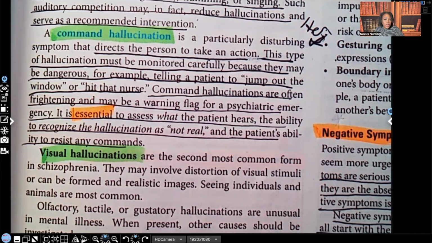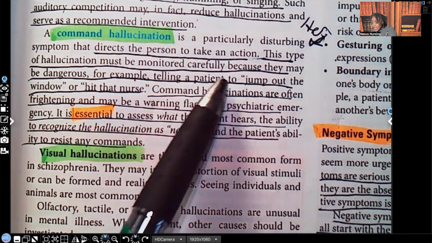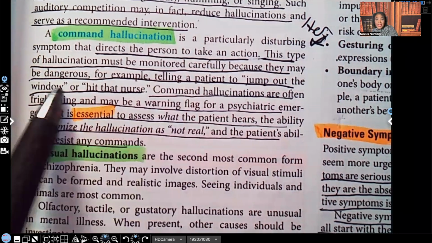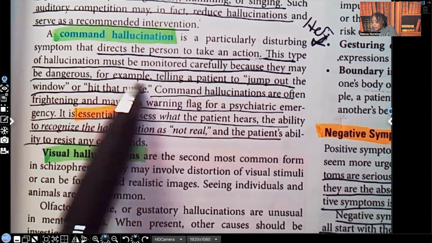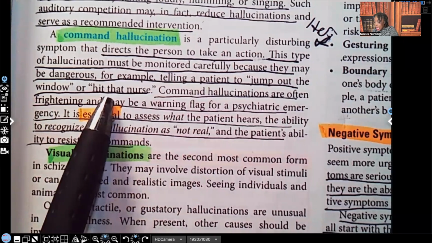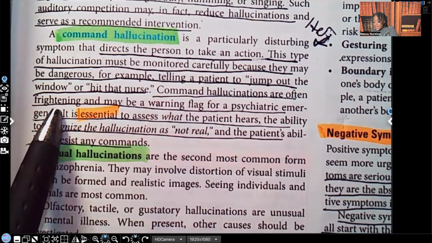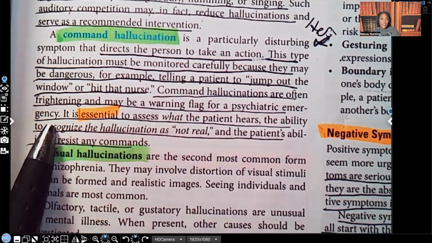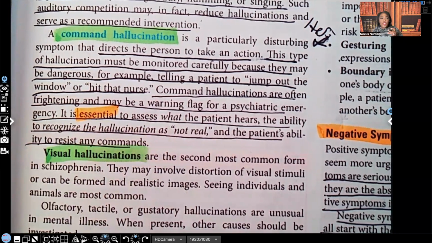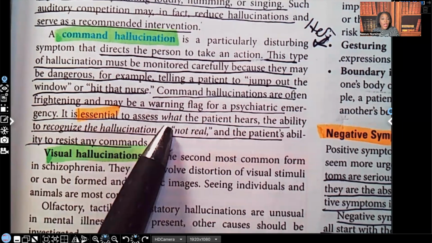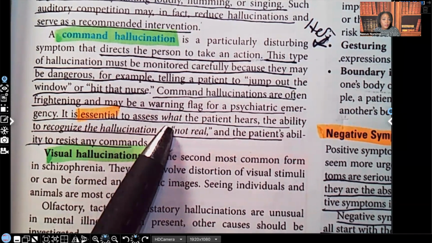So you see how dangerous command hallucinations are? This type of hallucination must be monitored carefully because they may be dangerous. For example, telling a patient to jump out the window or hit the nurse. Command hallucinations are often frightening and may be a warning flag for a psychiatric emergency. It is essential, muy importante, essential to assess what the patient hears. What are the voices telling you to do?